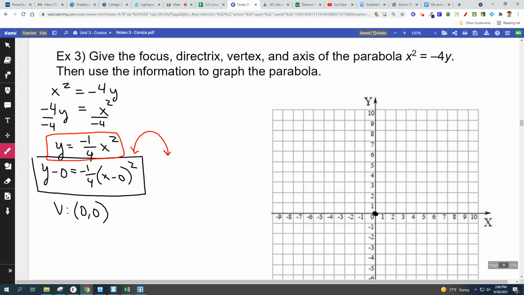So I've got my vertex, right? 0, 0, I've got that. I'm going to go ahead and graph it next. I can find the other stuff later. I think it's important to draw the graph as soon as you can. You can kind of just look at the graph to figure out the other stuff.